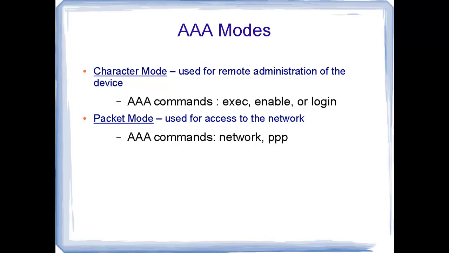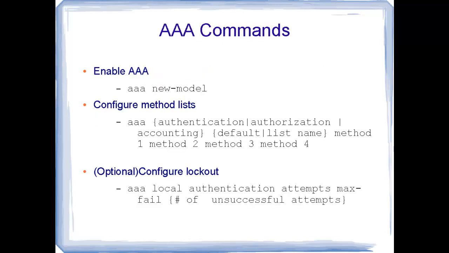So character mode is most often used for remote administration of the device. Packet mode is used for access to the network or access to network resources. And you'll notice packet mode by the commands network and PPP, and in some IOS versions, VPN group. So now let's look at the commands that it takes to configure AAA. In this brief video, we're looking mostly at theory and at authentication. There will be future videos where we look at the actual configuration. But here we're just looking at what the commands are and what they do.